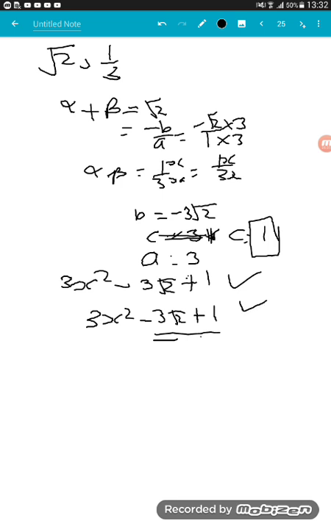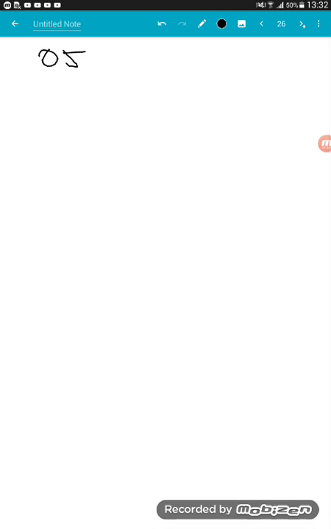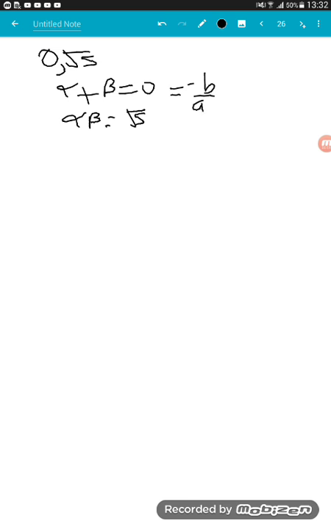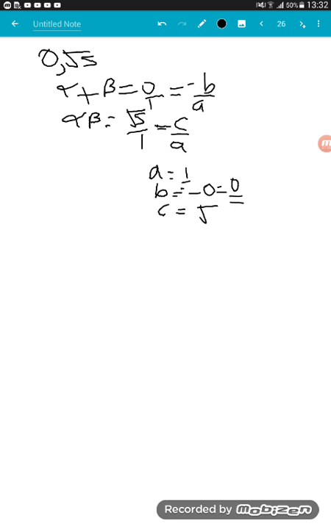Now we will move on to the third question. 0 and root 5. Alpha plus beta equal to 0. Alpha beta equal to root 5. And alpha plus beta equal to 0 equal to minus b by a, and alpha beta equal to c by a. So a we will keep as 1. B we know is minus 0, which is nothing but 0 itself. And c we will keep as root 5 itself.